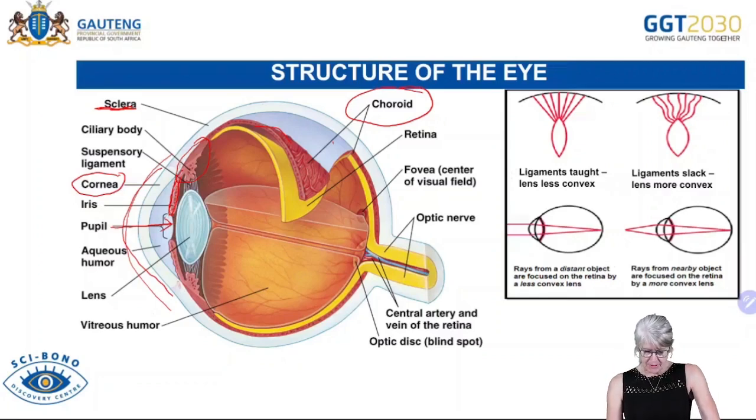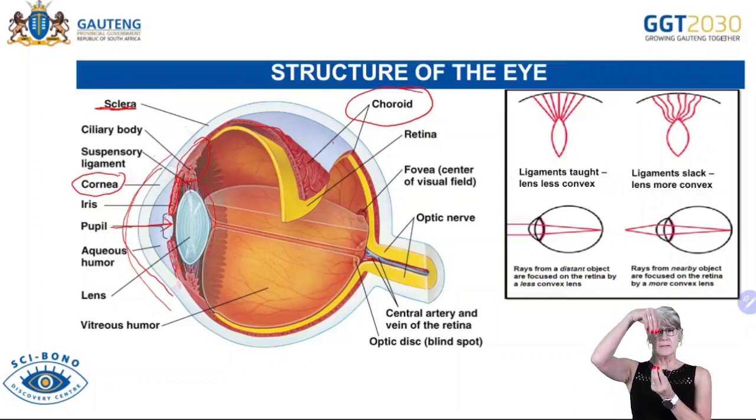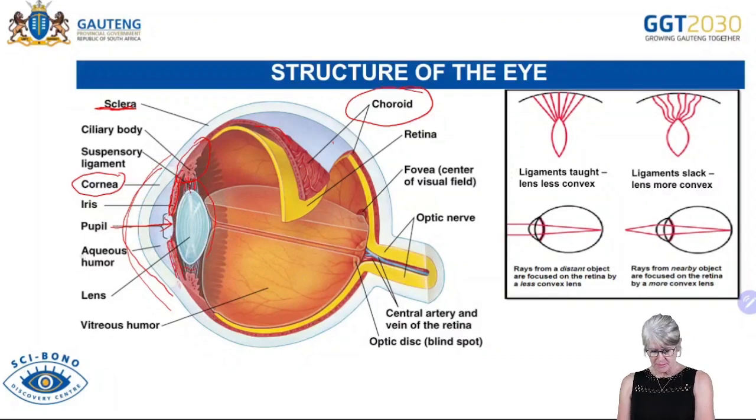Behind the iris, you can see this round structure here, and that is our lens, and that is the part that is going to either become more convex or less convex, and it's going to then allow us to focus close up or far away. And that is attached to the ciliary body by these ligaments that hold the lens in position. And then in front of the lens, between the cornea and the lens, we have fluid. It's quite liquidy, quite watery. It's known as aqueous humor.